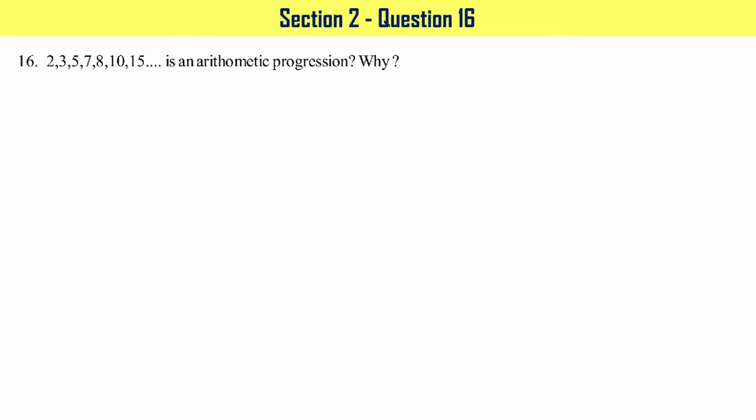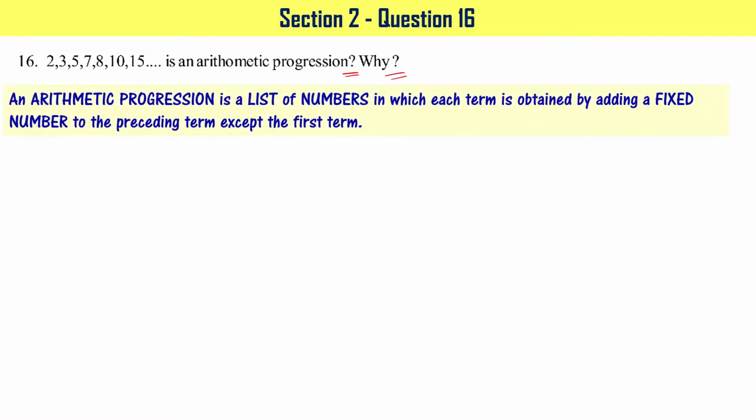2, 3, 5, 7, 8, 10, 15 and so on: is it an arithmetic progression or not is the question, and why. An arithmetic progression is a list of numbers in which each term is obtained by adding a fixed number to the preceding term, except the first term. It means when you add some fixed number to 2, you will get 3, and when you add the same fixed number you have to get 5 and so on, right? That is the whole idea. If it is an arithmetic progression, then that has to be satisfied.